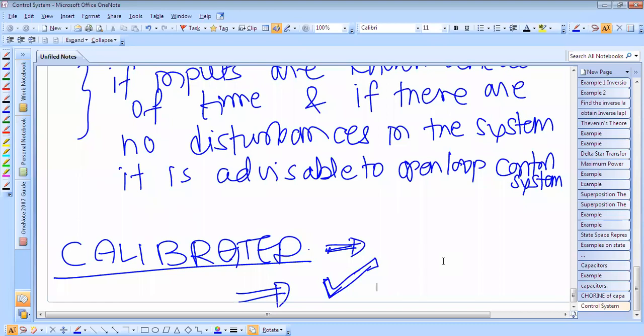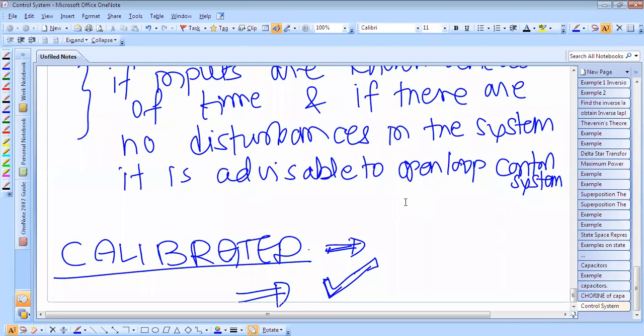So I think that we have got the open loop and closed loop control system. Are you getting what I am saying? Yes. Are you getting it? Yes, sir. Okay. If you do not get it, you can ask.